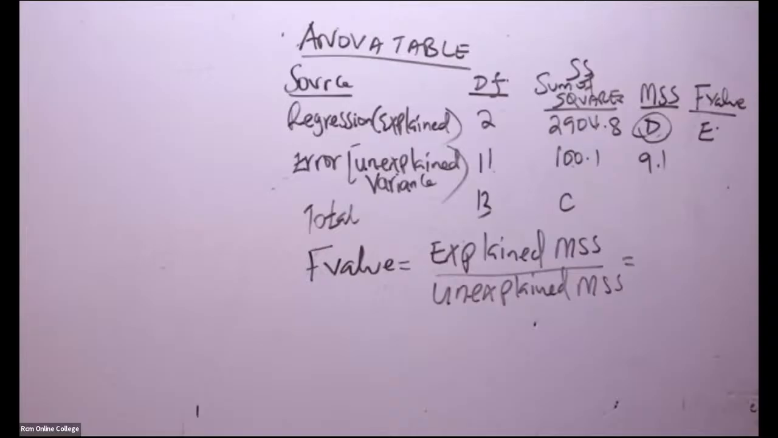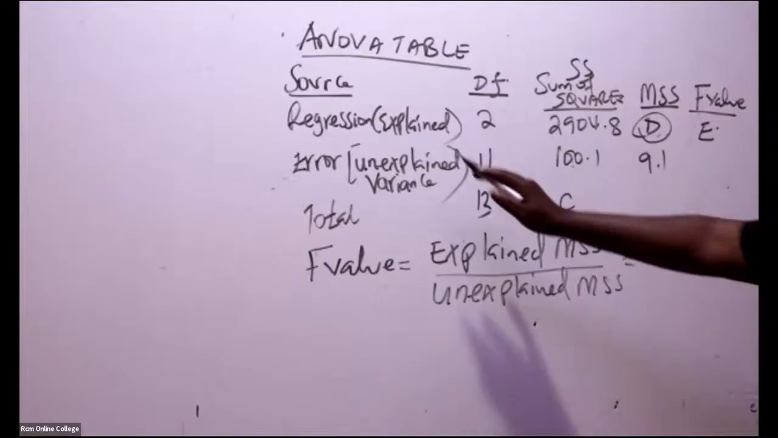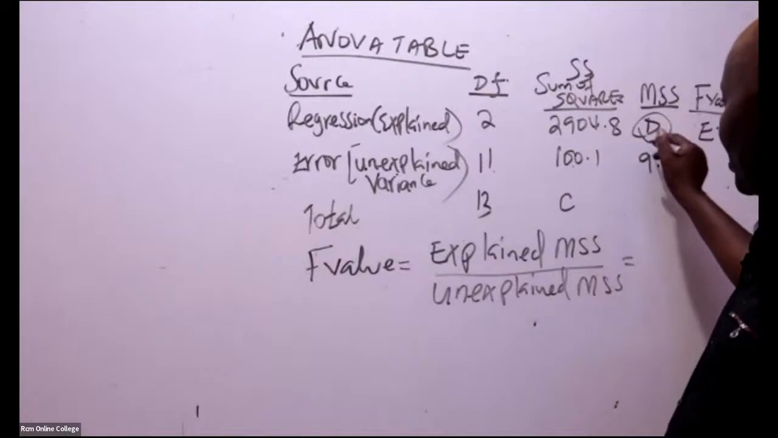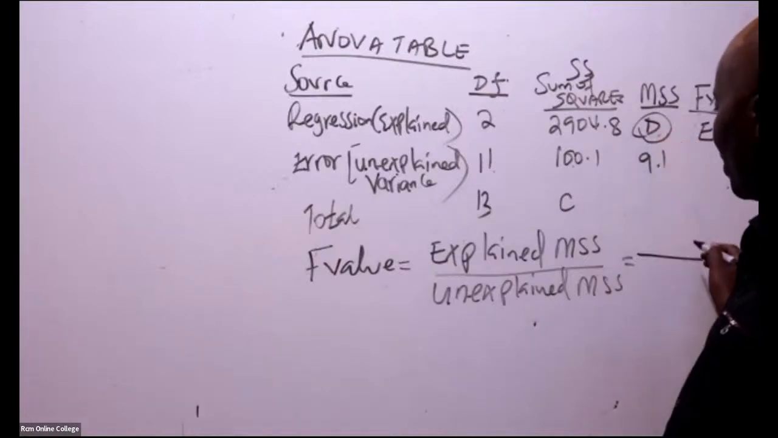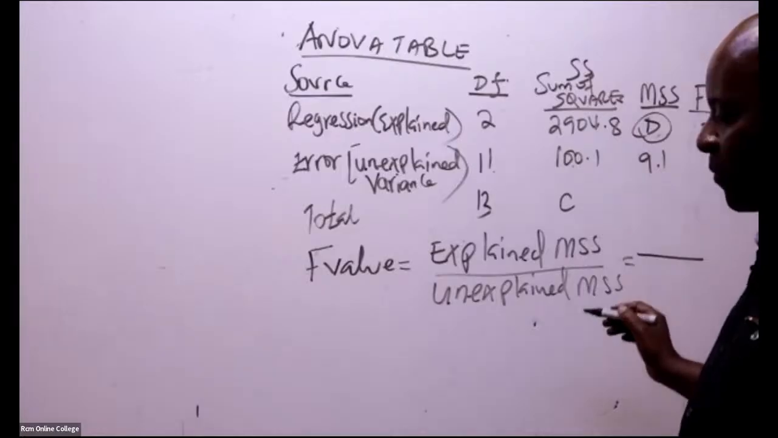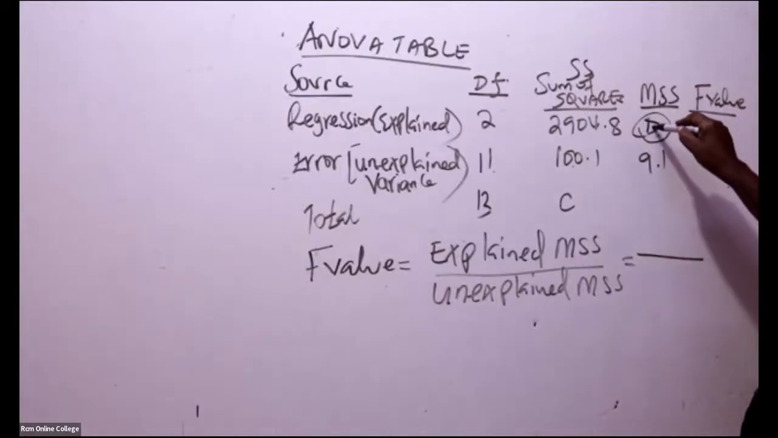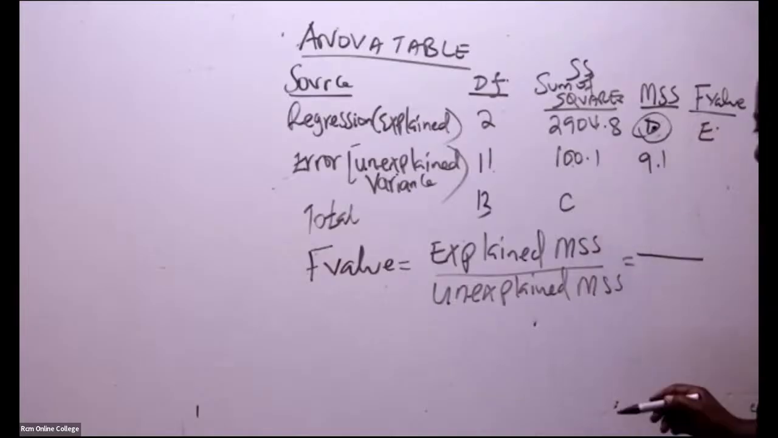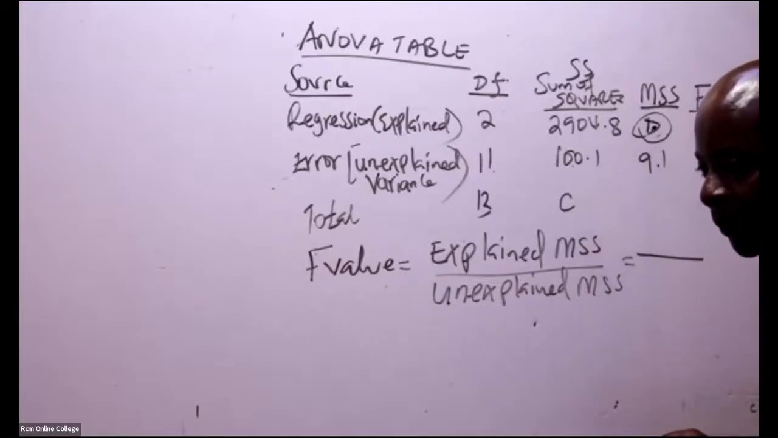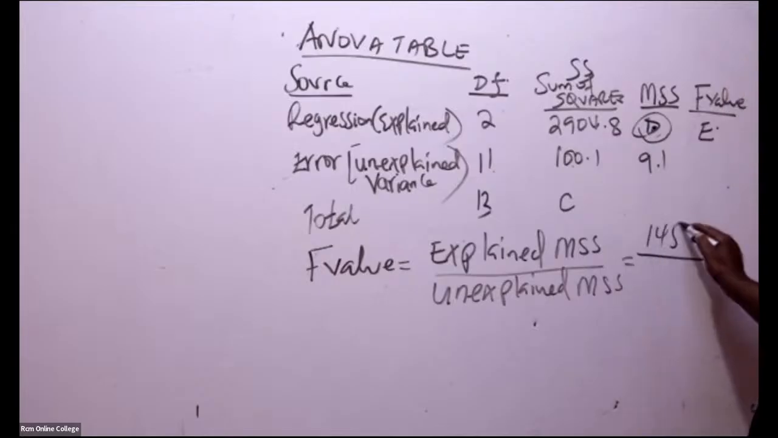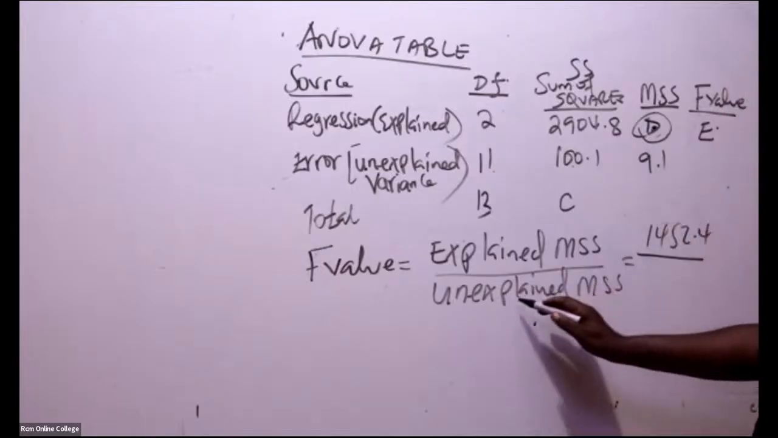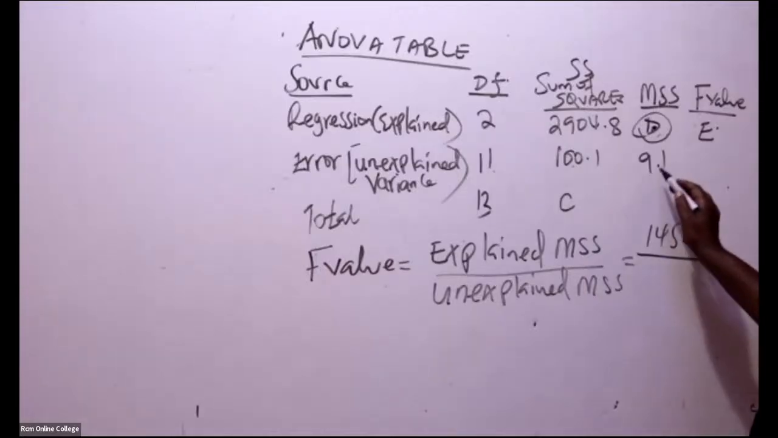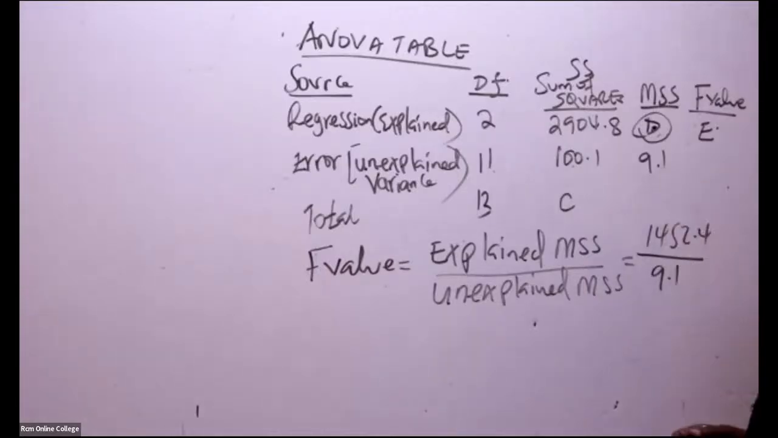So anytime they want us to give them this F ratio or F value, we shall take this regression mean sum of squares, the one that you got here. So D equals what? 1452.4 divided by the unexplained mean sum of squares, 9.1, will give us the F ratio.